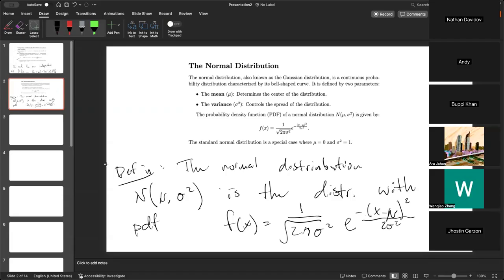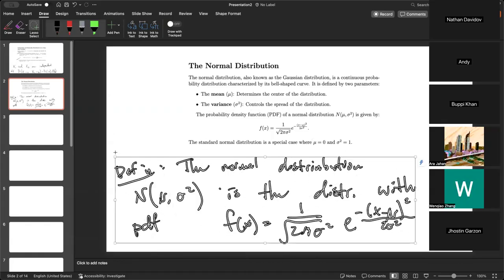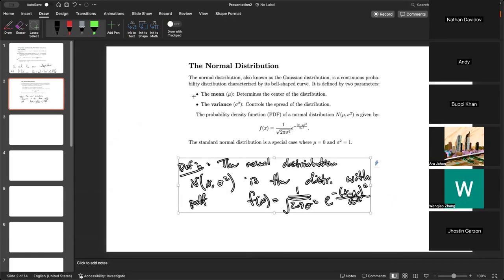So what is this really weird distribution? How is it motivated? I'll tell you in just a moment, but for now, please write this down.